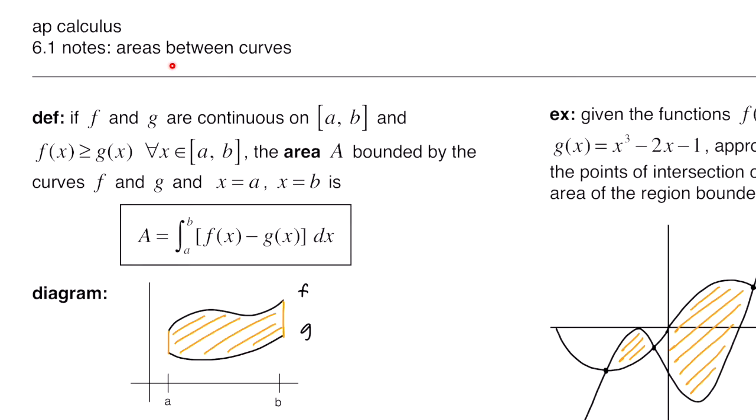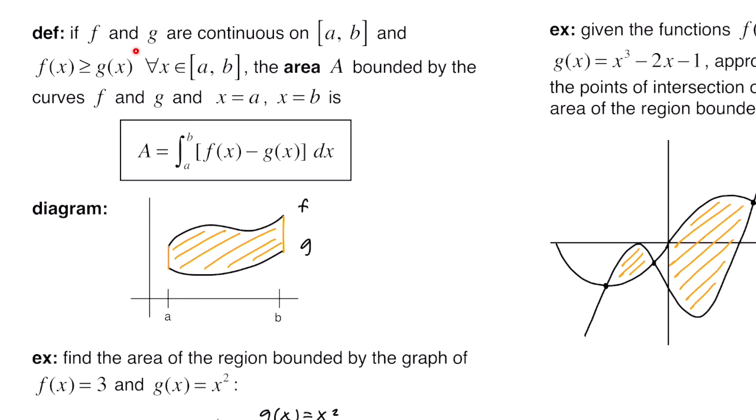In this lesson, we're going to go over how to find the area between curves. This definition says if f and g are continuous on a closed interval from a to b, and f is greater or equal to g for all the values x which are in that closed interval, the area A, bounded by the curves f and g, and also by the vertical lines x equals a and x equals b, is going to be given by the integral from a to b of f of x minus g of x dx.